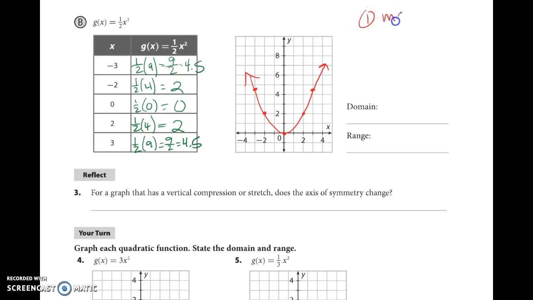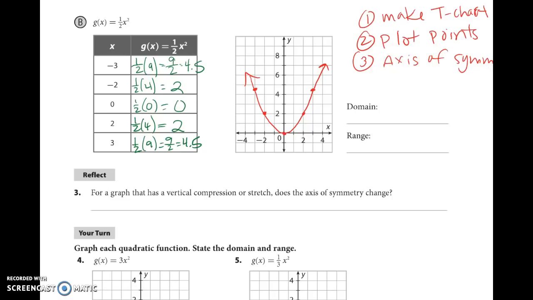So step 1, make your t-chart. Step 2, plot your points. And then I'm going to add step 3, which is your axis of symmetry. So your axis of symmetry, remember, is that line that's going to cut it in half. That line right there is the line x equals 0. Right, because x equals 0 here, here, here, here, here, here. So that line is called x equals 0.